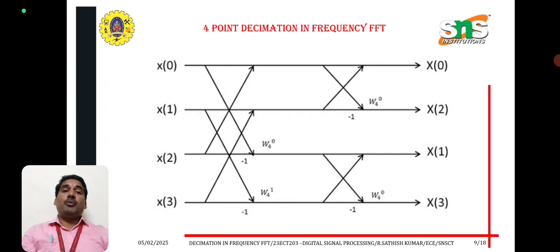This is the 4-point DIF FFT, where the input must be in normal order and the output must be in bit reversed order. This is the 4-point flow graph of decimation in frequency FFT. The output is from the results of the 4-point DFT. We are going to compute the 2-point DFT. Finally, the output will be in bit reversed order.